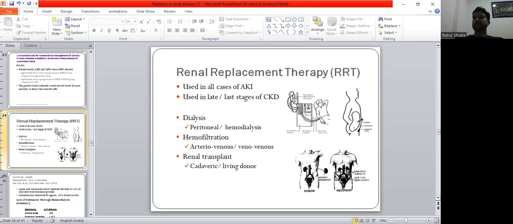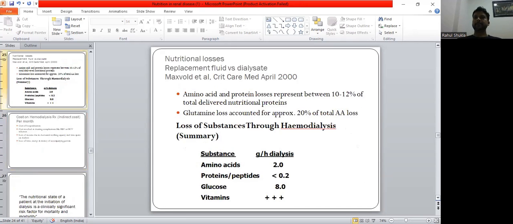Now coming to renal replacement therapy, it is used in advanced stage of acute kidney injury and in the late stage of chronic kidney disease, like stage 5. As we know, there are two types of dialysis, peritoneal and hemodialysis, and hemofiltration is another mode of hemodialysis. AV fistula and arteriovenous and veno-venous hemofiltration are used, and a better treatment option is renal transplant, cadaveric and living type of kidney transplant. So these are different types of renal replacement therapies.